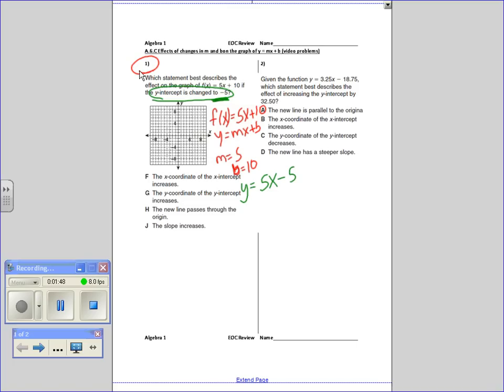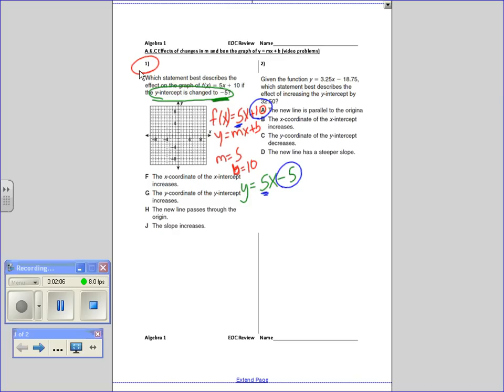Because our slope does not change, remember that this is our slope, that stays the same. The only thing that's going to change is the y-intercept. So our y-intercept changed from 10 to -5. Okay, so that's how the equations change.